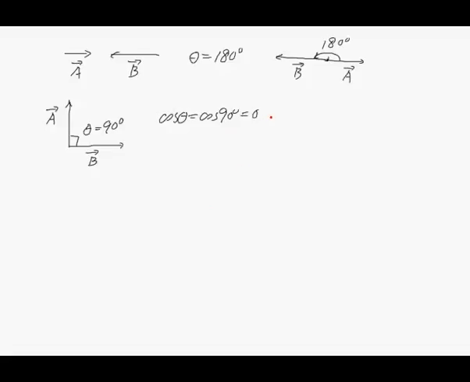So this just implies you have A dot B over the magnitude of A times the magnitude of B equal to 0. This implies A dot B equals 0.